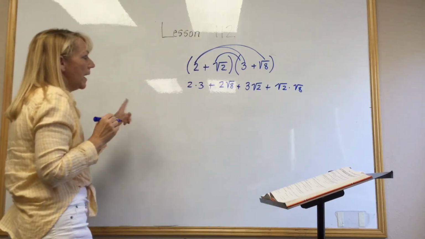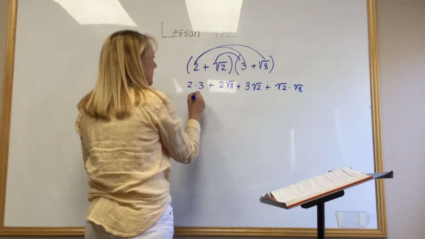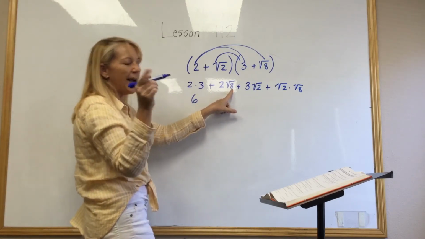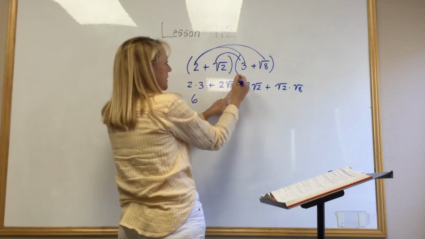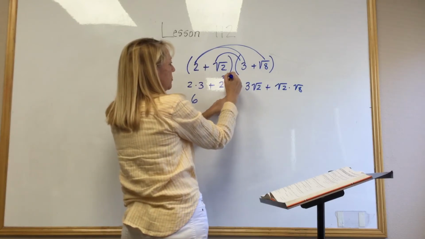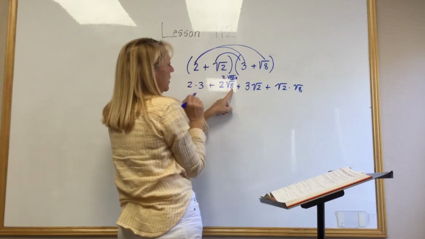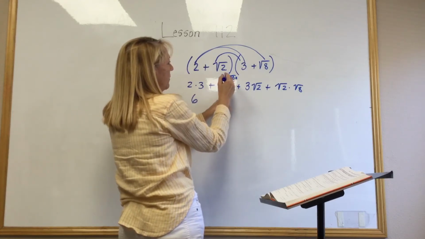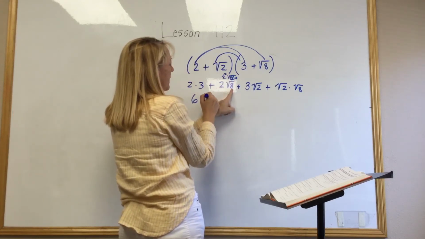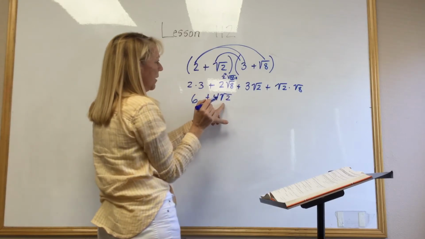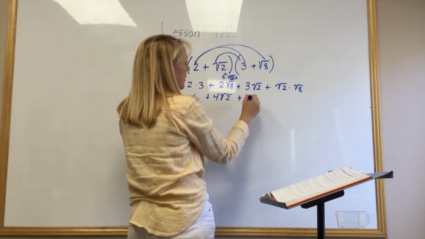Okay? Now I'm going to go through. 2 times 3 is 6. Now, there's a perfect square hidden inside of there. This is the same thing as 2 times the square root of 4 times 2. This is a perfect square. So I can bring that out, and that would be a 2 out here, making this 4 square root of 2. That's where this came from. Plus 3 square root of 2.